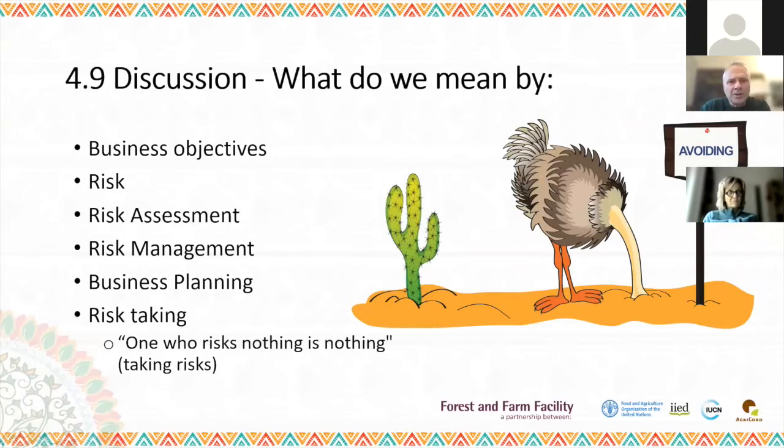So what do we mean by these things? We have to understand these main terms. We have to understand what the business is trying to do. That's your business objectives. Anything that might threaten what the business is trying to do, that's called risk. And risk assessment is when you look in a comprehensive way at all the different threats to your business in advance of them occurring. Risk management is when you're putting in place plans to try and avoid some of these threats to your business.